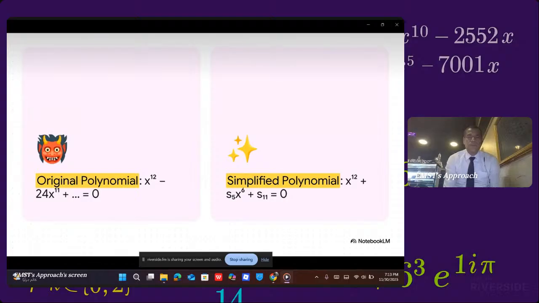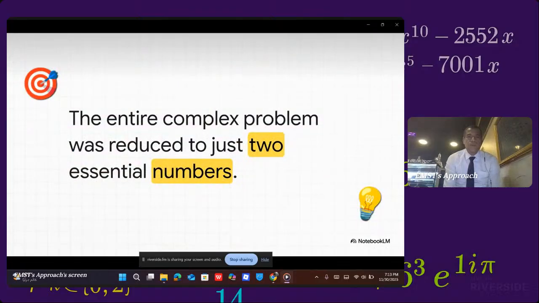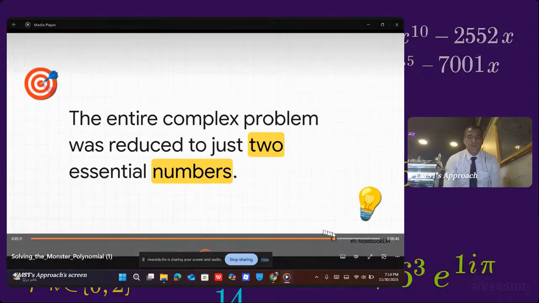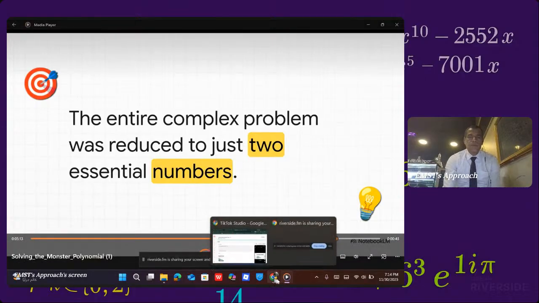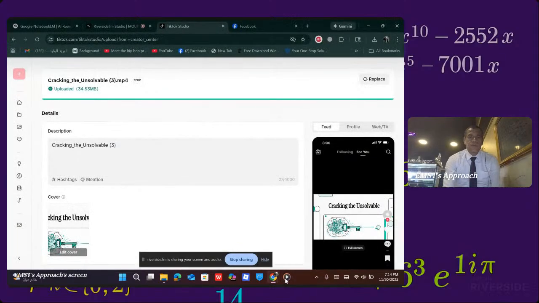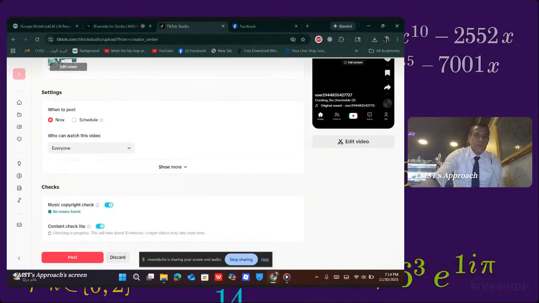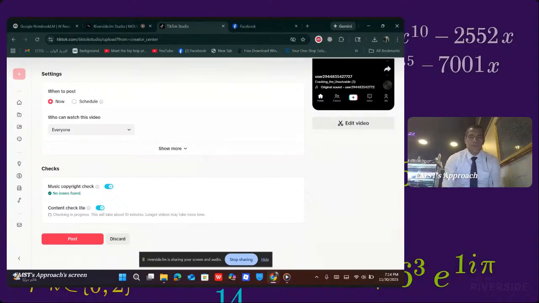That's it. I mean, just let that sink in for a second. The theorem didn't just help us solve the problem. It completely changed how we see it. It revealed that the problem was actually simple all along, just disguised in some very complex clothing. All that noise, all that mess, was just hiding a simple core structure that's defined by only 2 numbers.